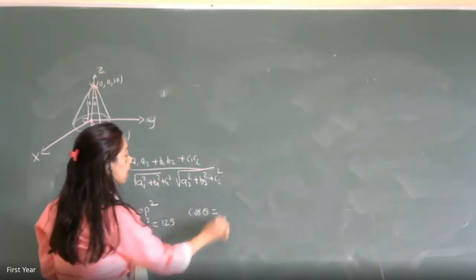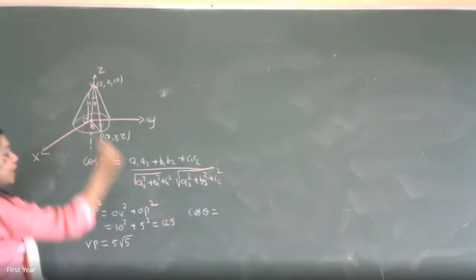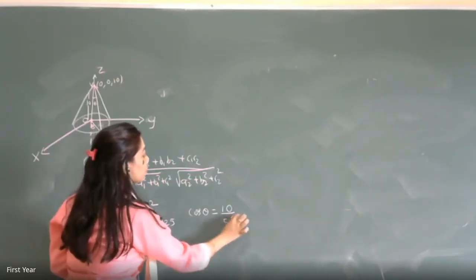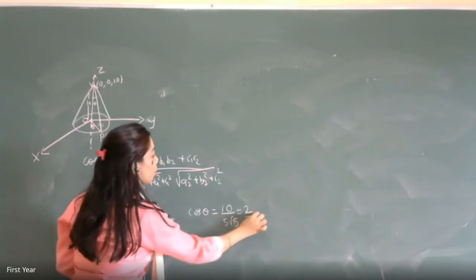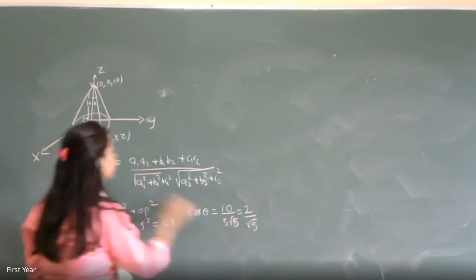And therefore cos theta, which is adjacent side upon hypotenuse, which is 10 upon 5 root 5. And therefore your answer is 2 upon root 5. So cos theta is what?